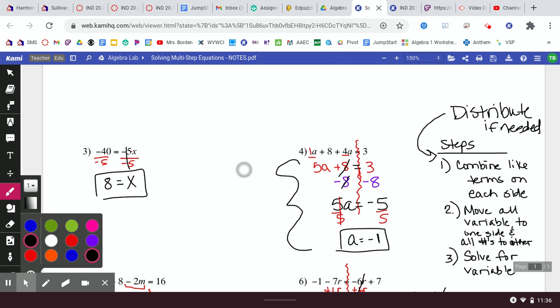So hit load on Kami, and then work the problems on the worksheet, showing all of your work, and then hit submit and submit.